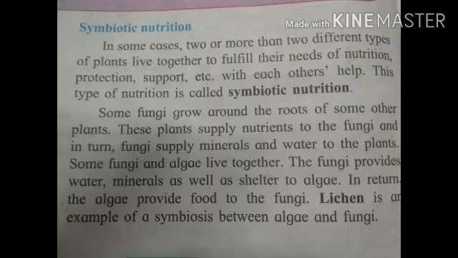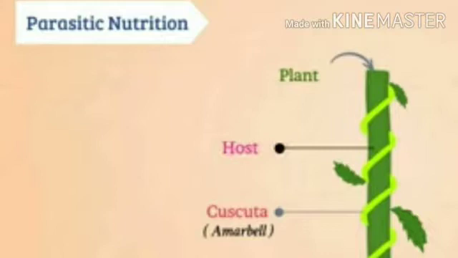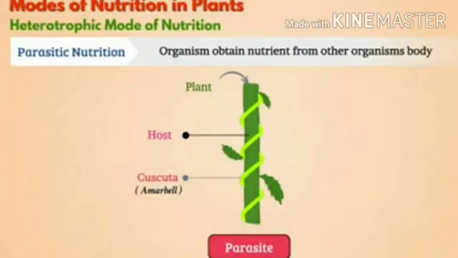Let's see the example of symbiosis between algae and fungi. Lichen is an example of a symbiosis between algae and fungi. Next is heterotrophic plants. Plants that do not contain chlorophyll are heterotrophic. They grow on or in the other plant body for obtaining food.